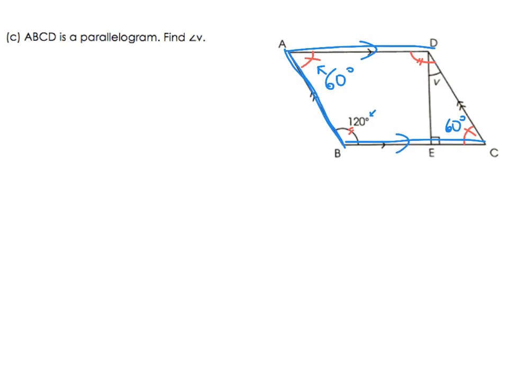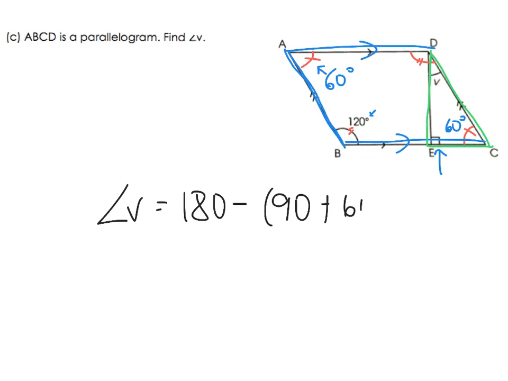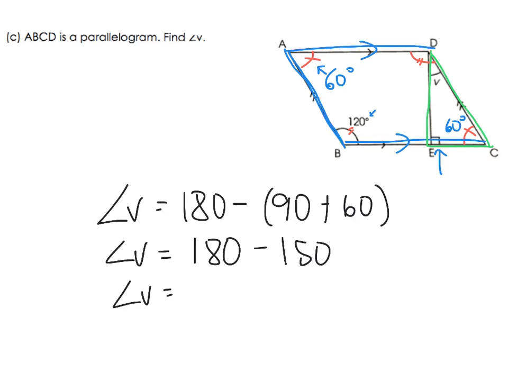Since there's a right angle over here in this triangle, let's highlight that triangle. There you go. We can already solve for angle V. So angle V is 180 minus the sum of the other two angles, 90 degrees plus 60. So angle V is equal to 180 minus 150 degrees. The measure of angle V in this figure is 30 degrees.